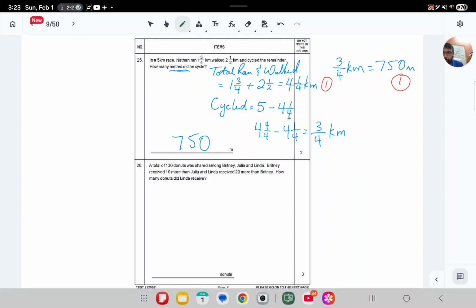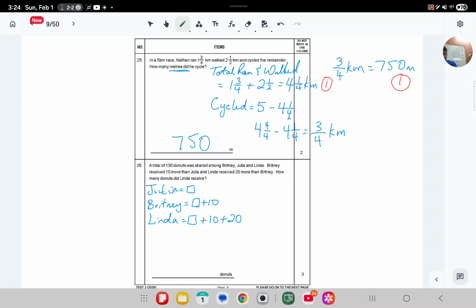Number 26. A total of 130 donuts was shared among Brittany, Julia, and Linda. Brittany received 10 more than Julia, and Linda received 20 more than Brittany. How many donuts did Linda receive? Unequal sharing again. So based on the information we have here now, they said Brittany received 10 more than Julia. So let's write Julia. She received some amount. Then Brittany received 10 more than her, so that amount plus 10. And Linda now received whatever Brittany got, which was this, plus 20 more.